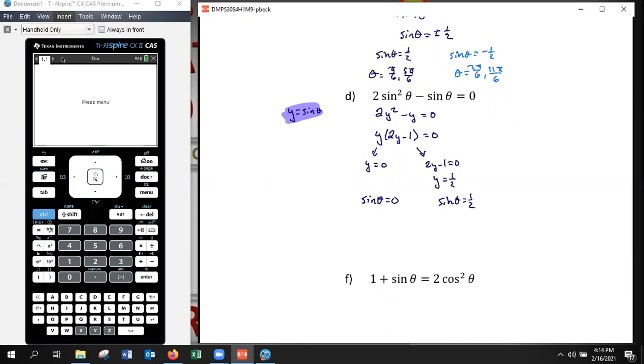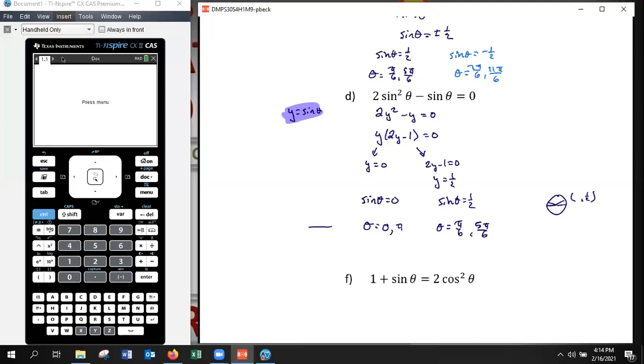So the sine of theta equals 0 where our y values are 0. So that would be at theta equals 0 and at pi. And then the second situation is where the sine of theta equals 1/2. We've already done one of those. That's where the y values are 1/2, which will be at theta equals pi over 6 and theta equals 5 pi over 6, because we want that quadrant 2 answer as well.